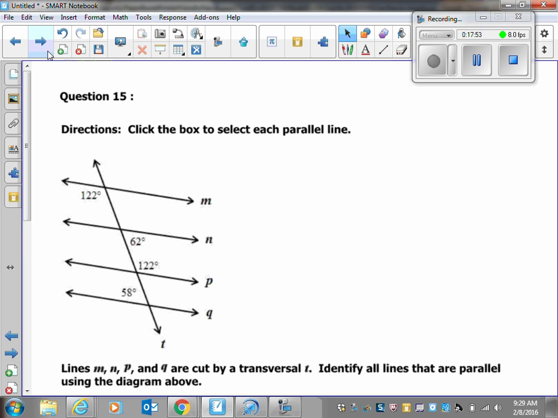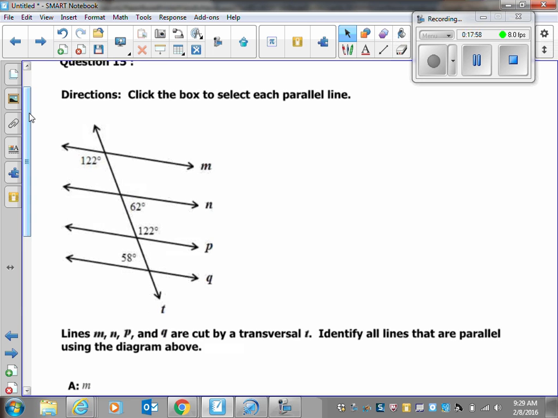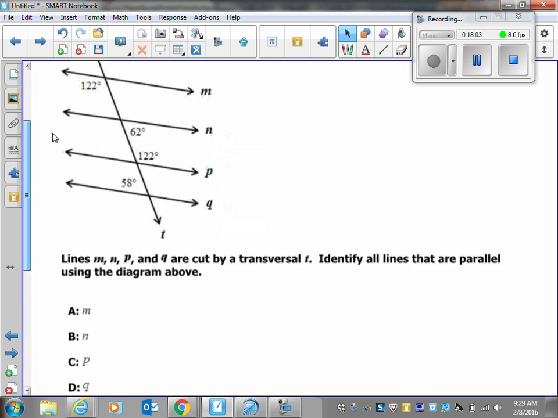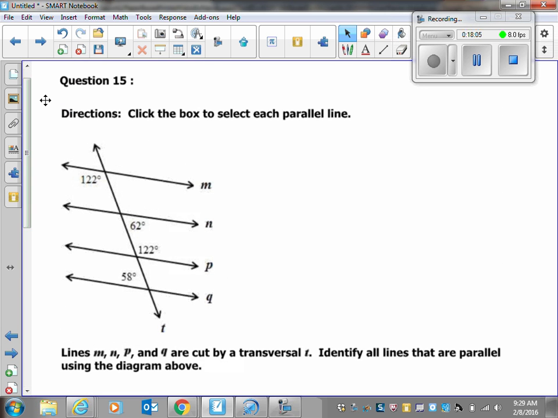Number 15 is also a parallel line problem. It says click the box to select each parallel line. So this might have more than one answer, but remember, to determine if two lines are parallel, the angles need to be congruent or they need to be supplementary, right? Congruent or supplementary. So I know 122 and 122 are congruent. They are the same number.